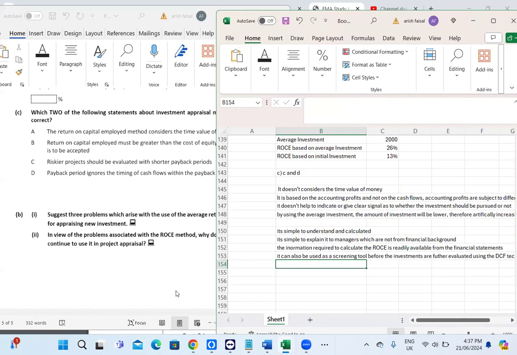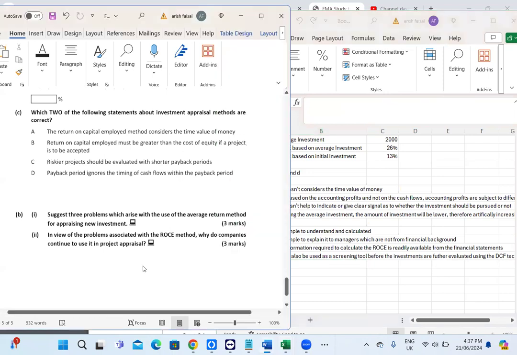So if it's still used by companies, it's because of its simplicity, because it's easy to use, easy to calculate, easy to explain. Information is available, so no problem, not too many complications in calculating like you would face for the NPV calculation. So yeah, that's why it's still going to be preferred as an investment appraisal technique.